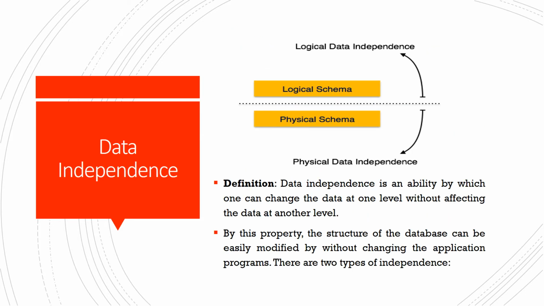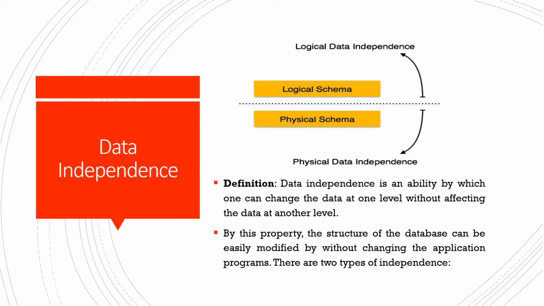Then what is actually data independence? From the name we know, dependence means it is waiting for some user to give acceptance. That is called dependence. Independence means you have full rights. You can change the data. That is called independence.